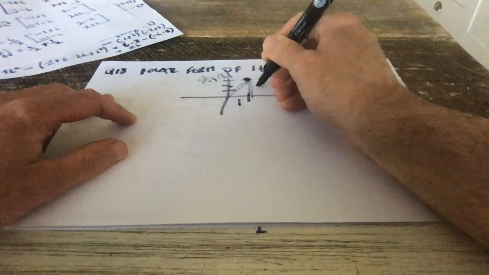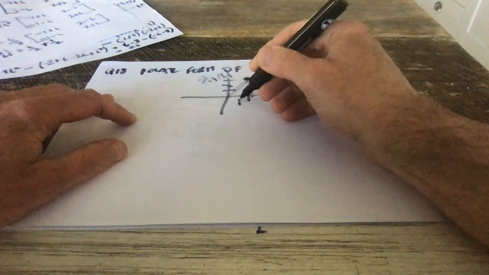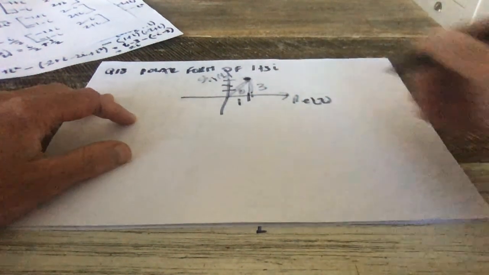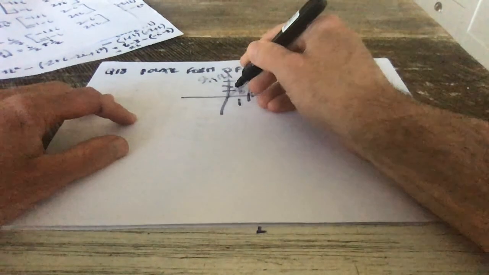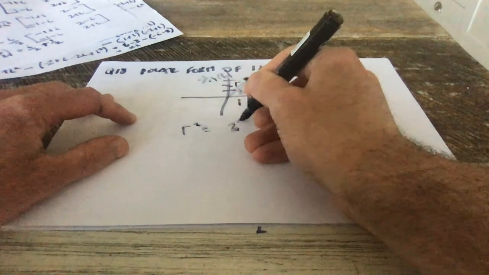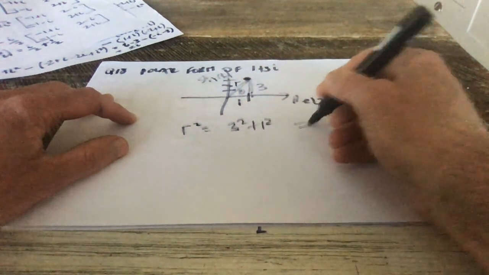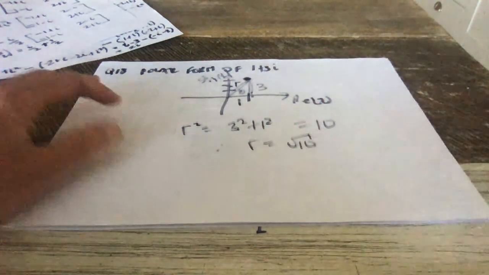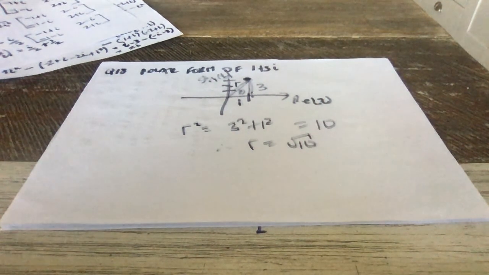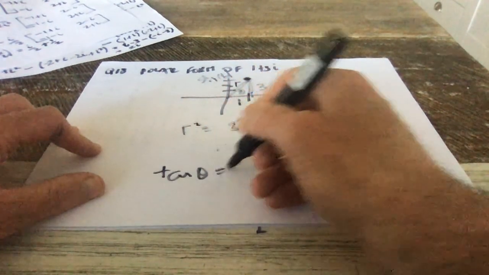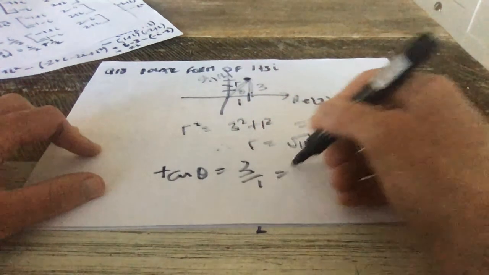This distance here is 3. This distance here is 1. This is theta, the argument, and this is r. So you know that r squared is 3 squared plus 1 squared, which is 10. So therefore r is the square root of 10, because r must be positive. And tan of theta is 3 over 1, which is just 3.